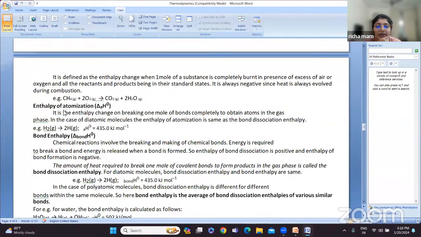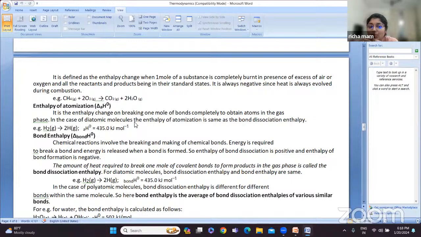Fine. Next is enthalpy of atomization. Atomization means what? The enthalpy change that takes place when 1 mole of bonds is broken completely to obtain atoms in the gas phase. So we are breaking 1 mole of a bond completely to form atoms in the gaseous phase. Then it is called atomization.